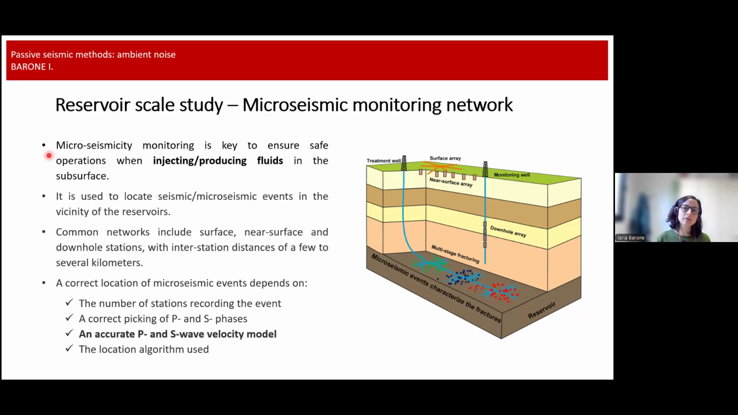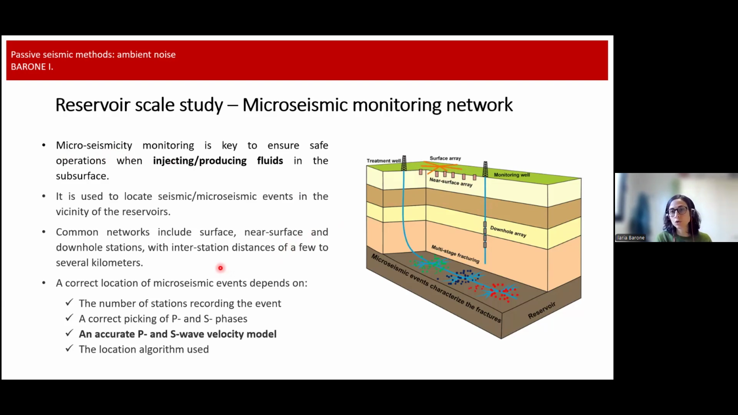Every time we inject or produce some fluid in the subsurface, we could eventually generate earthquakes, and this is really what we do not want to have. And so we always need a microseismic monitoring network composed of several stations that can be at the surface or also in wells. This set of stations is needed to detect possible, even small earthquakes in the vicinity of the reservoir that are not detected by the national networks, which are rather sparse, and eventually stop the operations if we see that something is going on.